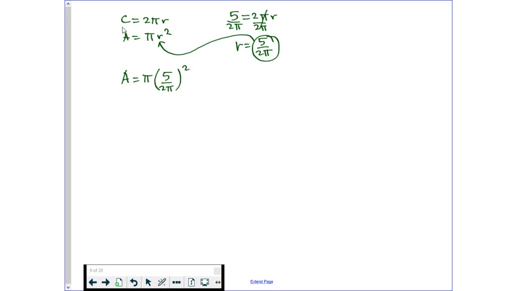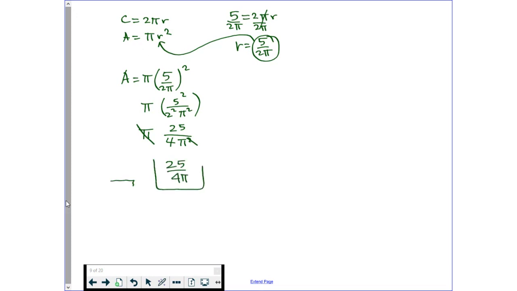So when you square, you square each number. 5 squared is 25. 2 squared is 4. 5 squared is 5 squared. So one pi will be cancelled out because you have 2 pi's here. So finally you have 25 over 4 pi. Now if you see this, technically this is the circumference squared, because the circumference is 5. It's the circumference squared, which is 25, divided by 4 pi.